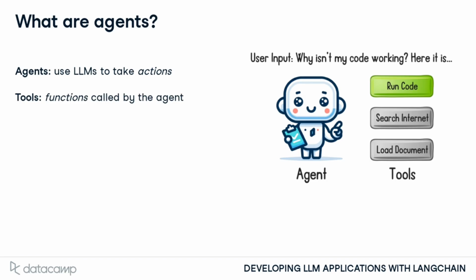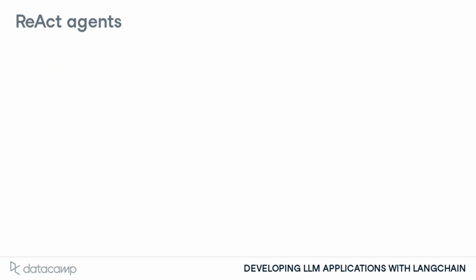Agents often use tools, which are functions called by the agent to interact with the system. These tools can be high-level utilities to transform inputs, or they can be task-specific. Agents can even use chains and other agents as tools. In this video, we'll discuss a type of agent called React agents. React stands for reasoning and acting, and this is exactly how the agent operates.